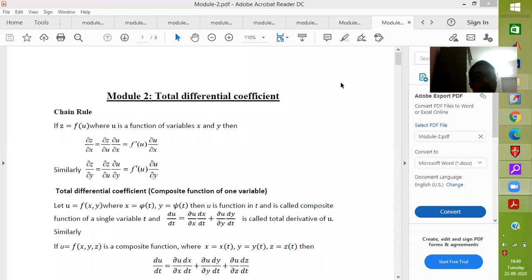Welcome to the second module of functions of several variables. After having seen the fundamentals of partial differentiation and the determination of first and second order partial derivatives, we now embark upon the concept of total differential coefficient.